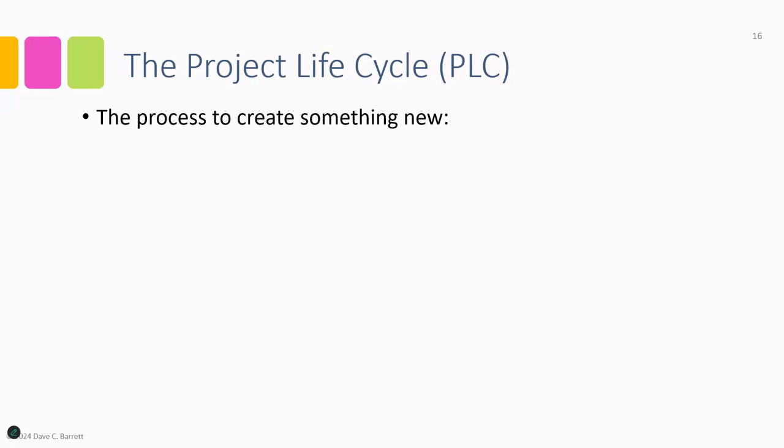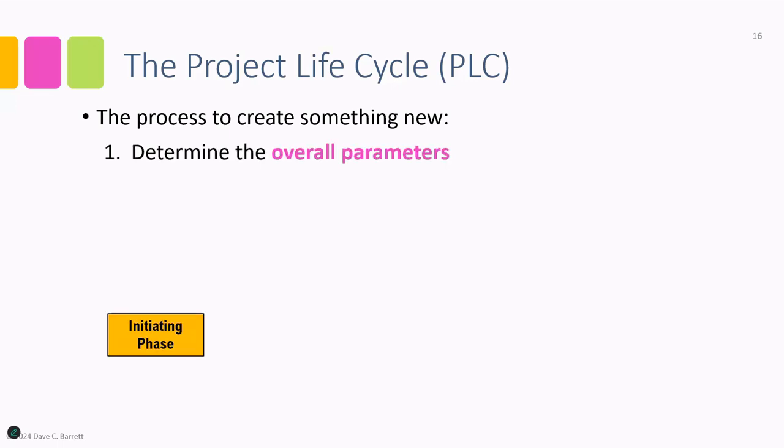The first step is to define the overall parameters. What's our mission? Why are we doing this? What are we trying to achieve? Our goals and objectives, our overall budget, the timeline. When do we need this by? Those are the overall parameters. And you can see the orange box at the bottom. This is referred to as the initiating phase.